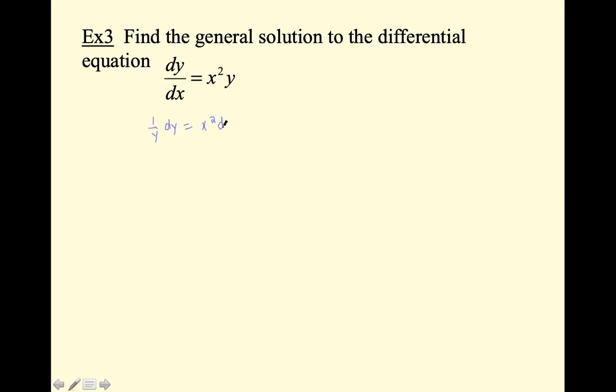All right, this time we're just looking for our general solution. So we're going to have that plus c at the end. All right, our next step, after we've separated, is to integrate. So I integrate both sides, find the antiderivative. Antiderivative of 1 over y is the natural log of y. The antiderivative of x squared is 1/3 x cubed, or x cubed over 3, doesn't matter which way you write it. And remember to put your constant on the right.